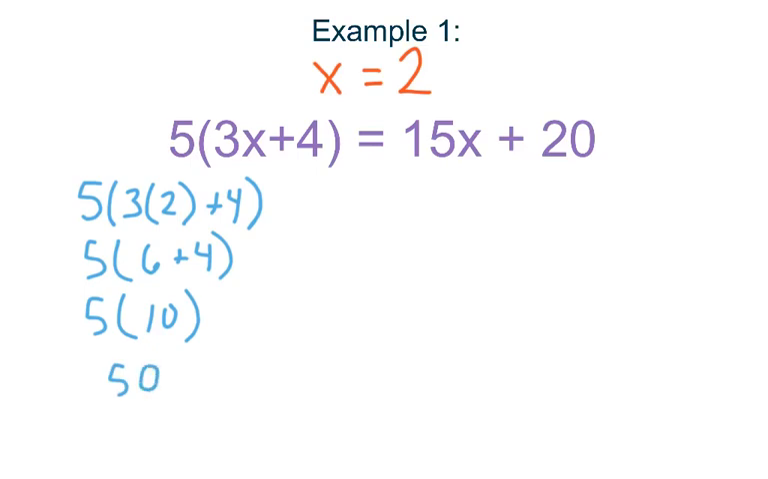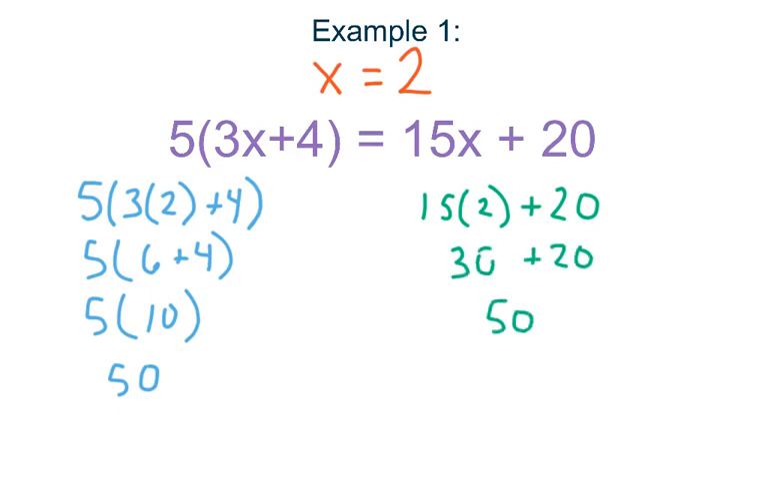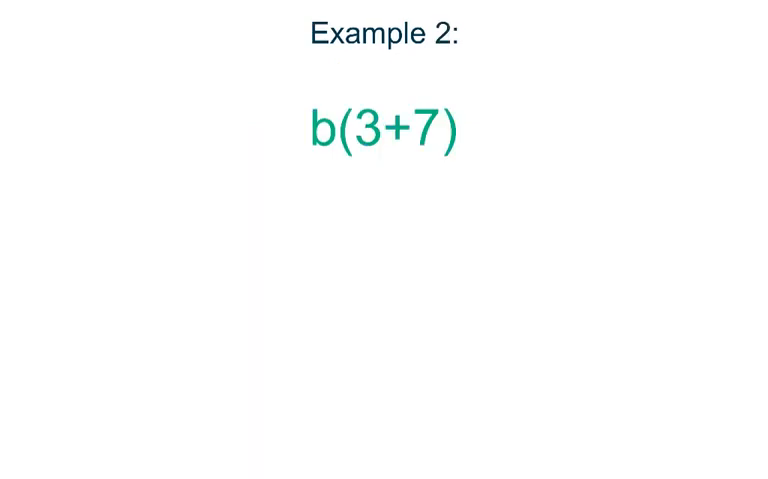Let's see if this side is the same thing. Let's do 15 times 2 because I see x there, plus 20. 15 times 2 is 30, plus 20 is 50. So they're exactly the same answer, so I know that they're equivalent. The one on the right just had one less step. Let's look at another example.